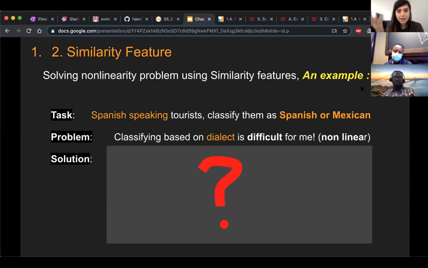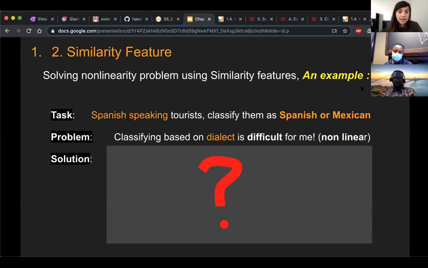The problem is I'm terrible at dialect, so it's very difficult for me. And this difficulty, in machine learning nomenclature, is just another definition of nonlinearity. At least this is how I explain it to myself. Classifying them based on the dialect is difficult, so it's nonlinear. So how can I change it in a way that I can solve this problem based on what I know, which is linear to me?